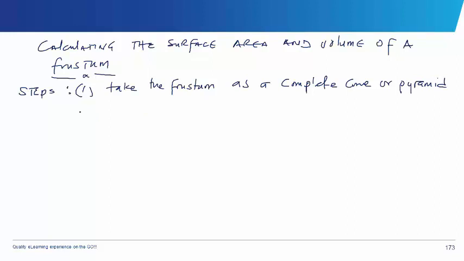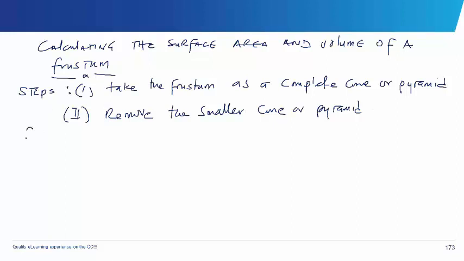And then number two, we remove the smaller cone or pyramid. You can remove the smaller cone or pyramid by subtracting from the original size. With examples you can be able to understand this. Let's take example 1 so we could illustrate what we mean by the two steps.